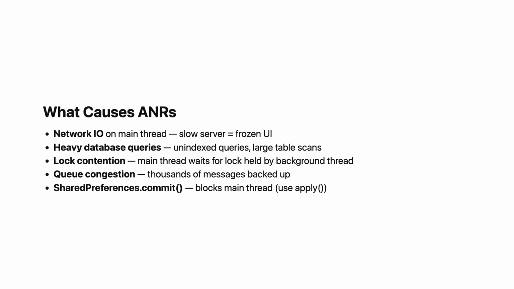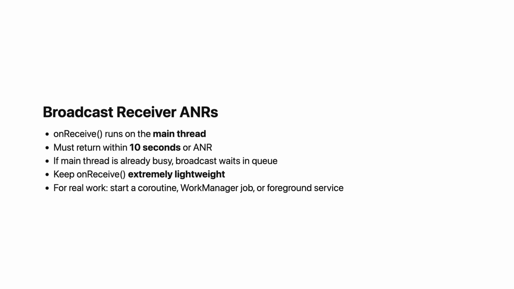Broadcast receivers have their own ANR rules. When the system delivers a broadcast to your app, it expects you to handle it quickly. If your broadcast receiver's onReceive method does not return within 10 seconds, the system declares an ANR. Now, 10 seconds sounds generous, but remember, onReceive runs on the main thread. If your main thread is already busy with other work, the broadcast sits in the queue. By the time the looper gets to it, several seconds might have already elapsed. Then your onReceive handler does some work, and by the time it returns, you have crossed the 10-second threshold.